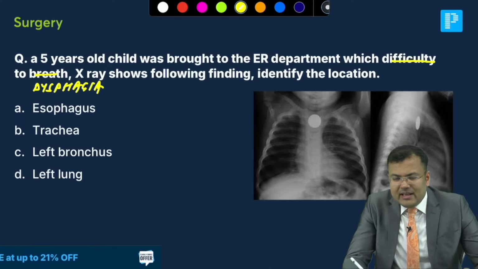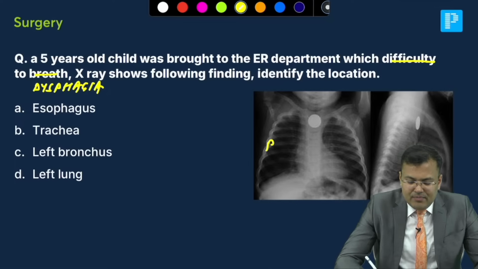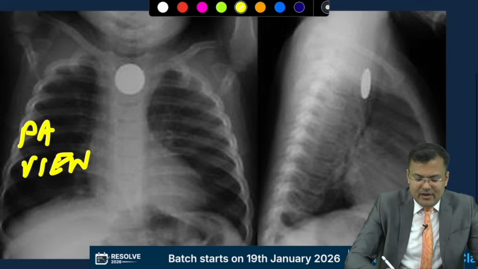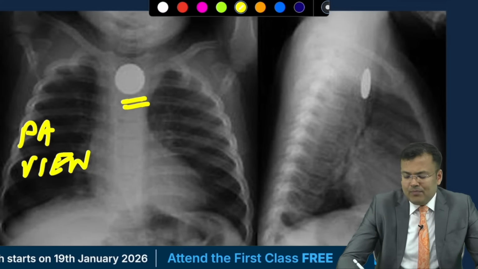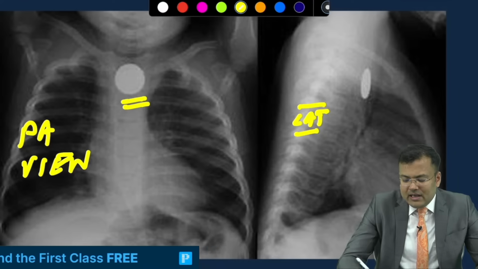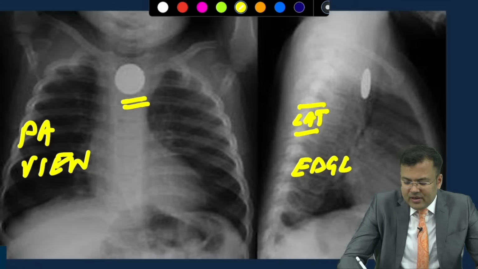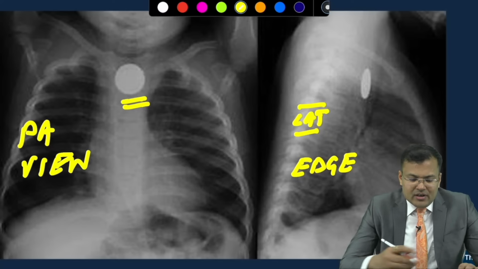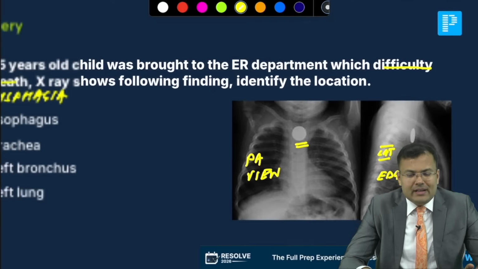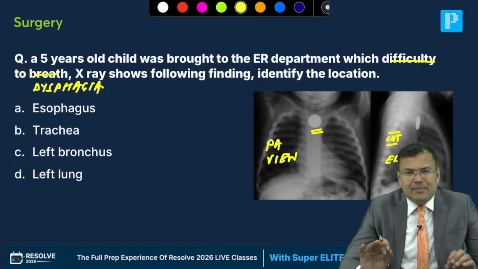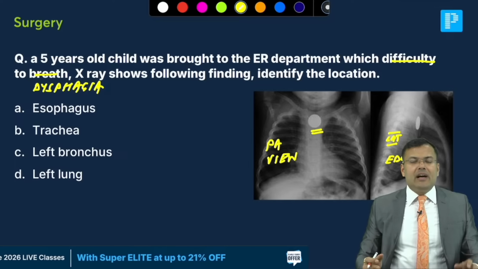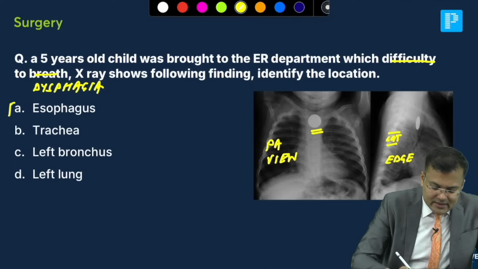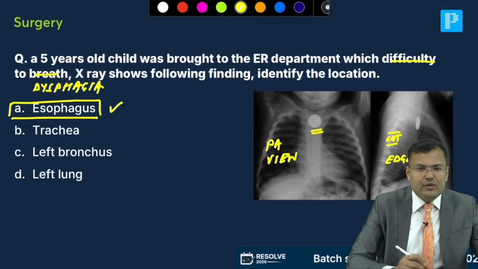Obviously, look here, if you are going for chest X-ray, PA view, on PA view, guys, you can see the flat surface. On the lateral view, you can see the edge. So, this is typically seen in esophagus. Clear? So, the coin is typically lodged in esophagus. In trachea, on PA view, you can see the edge. On the lateral view, you can see the flat surface. So, guys, correct answer is esophagus. Okay?